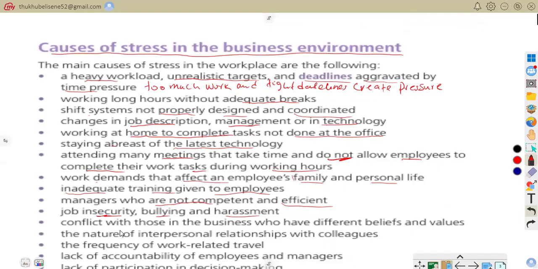That is that. Conflict with those in the business who have different beliefs and values. We are saying conflict with others, meaning disagreements create tension. Once you have conflicts, we are talking about disagreements, and disagreements create tension. If you argue as colleagues over work methods, that is going to create tension. So that is that. Let us move on, people.